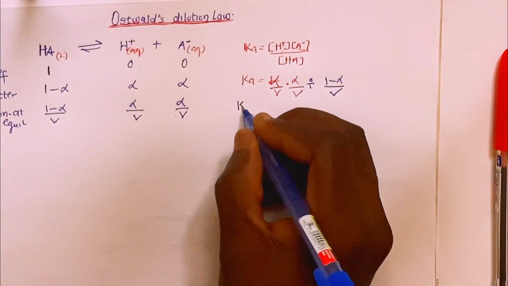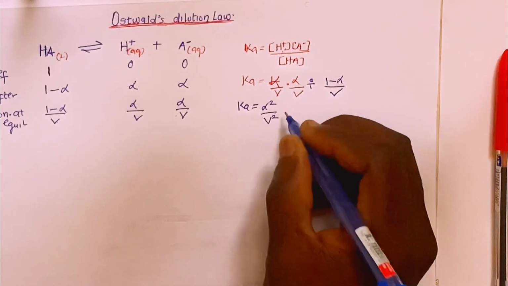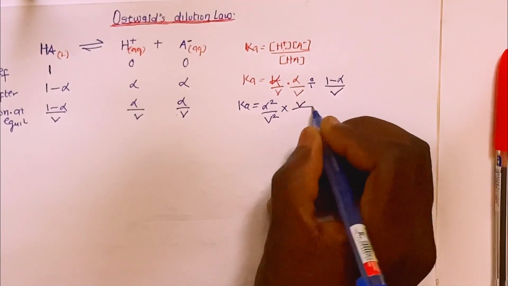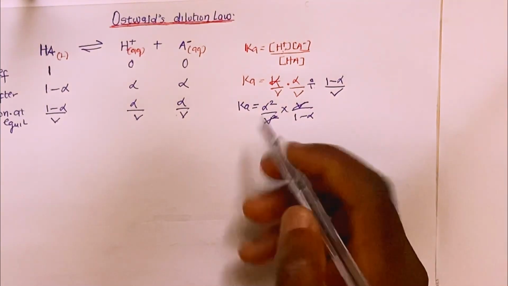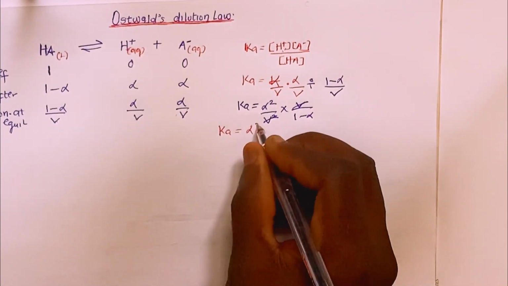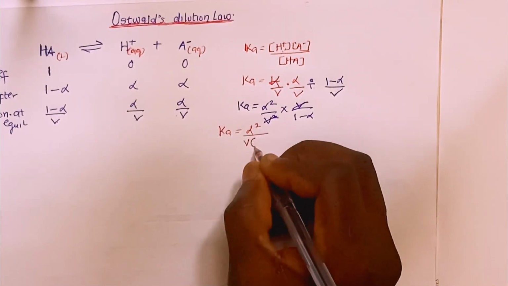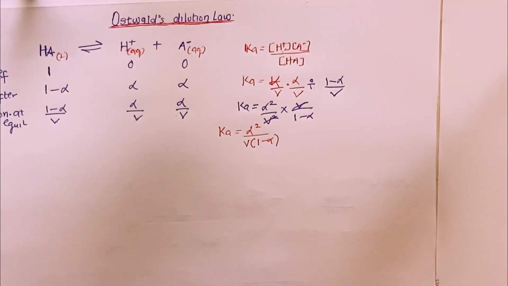So here I'm going to have Ka equal to alpha squared divided by V squared, multiplied by volume divided by 1 minus alpha. You cancel one of the volumes, so that I have Ka equal to alpha squared divided by V times (1 minus alpha). Then in this case, am I going to drop it just like this? No, I'm not going to leave it like this.